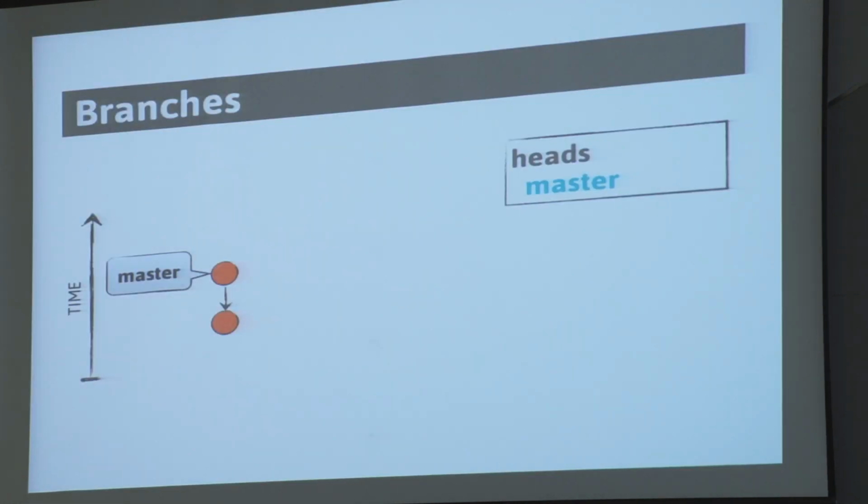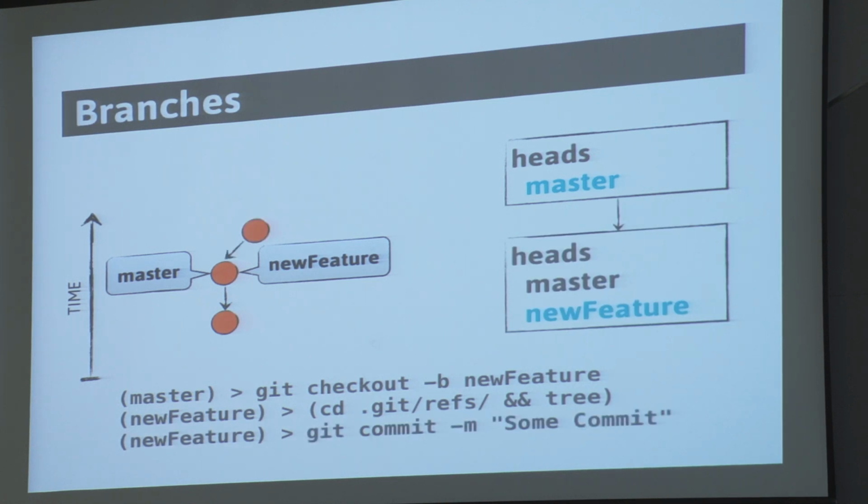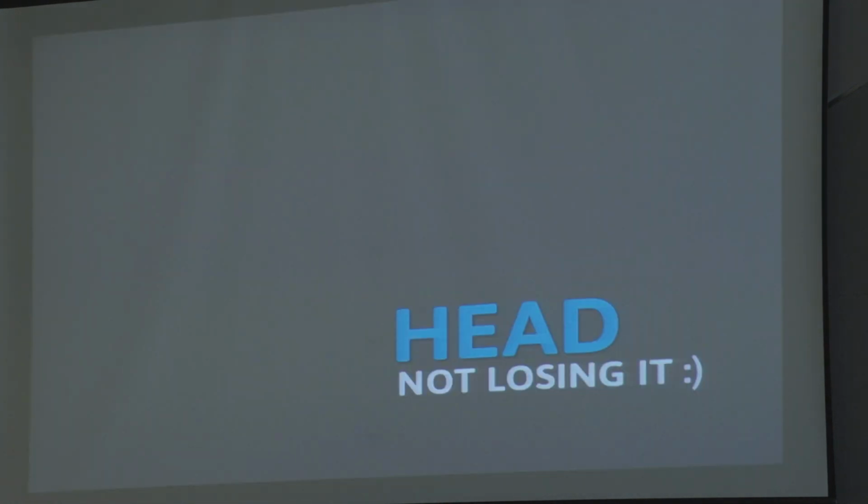So we know branches are post-it notes. I apologize for this. We know branches are post-it notes. So then what's the head all about? How does Git maintain the head?